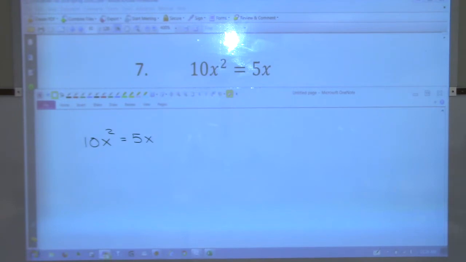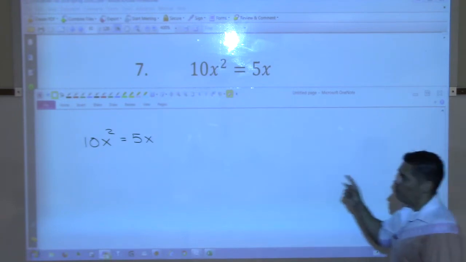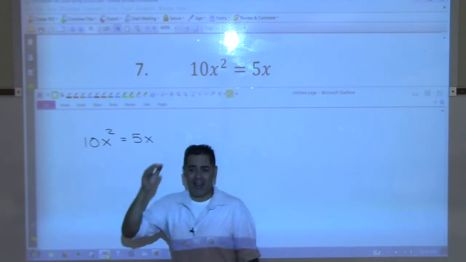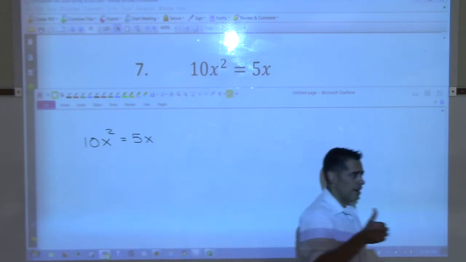We'd have to move 5x over to the other side. Why are we doing that? To make it equal 0. To make it equal 0. That is the correct way to do the problem, okay?